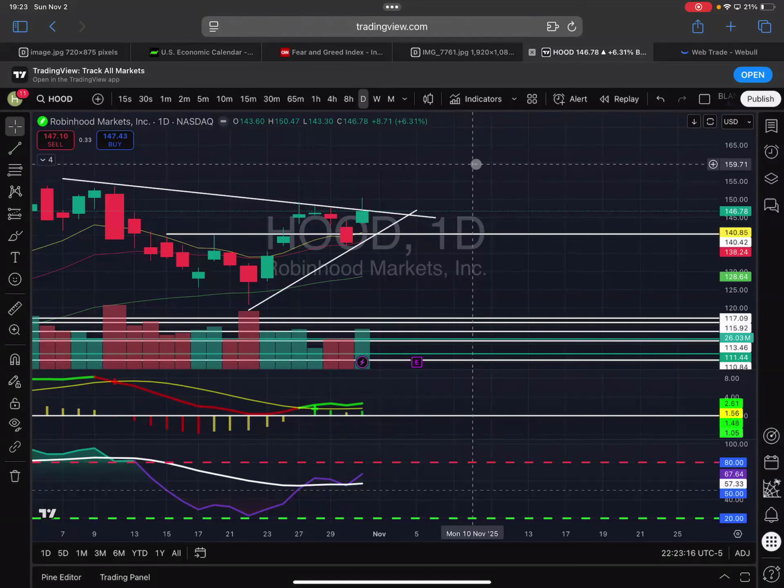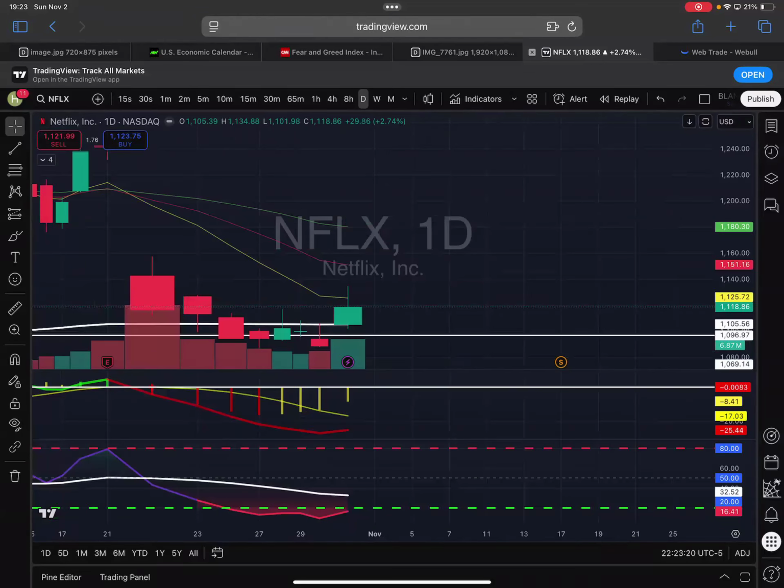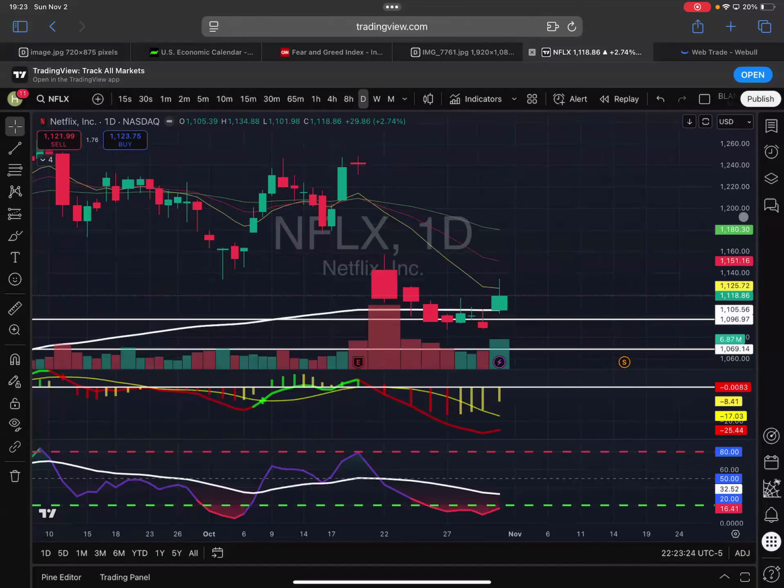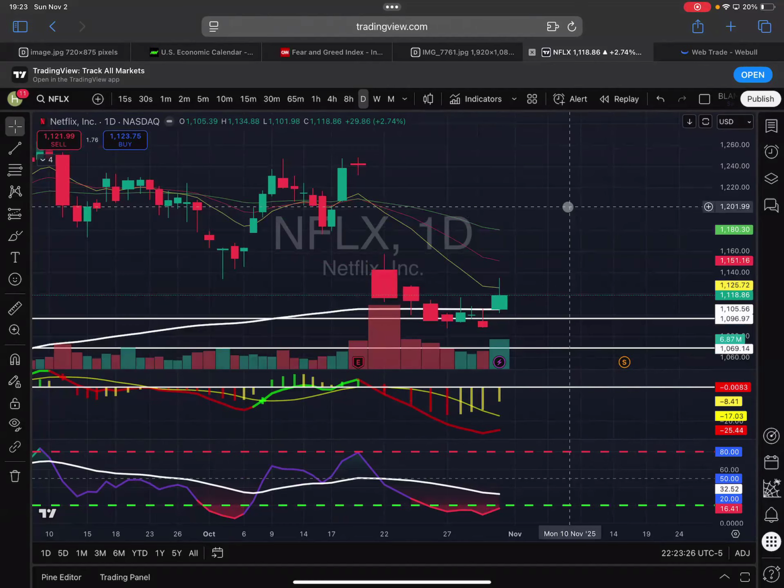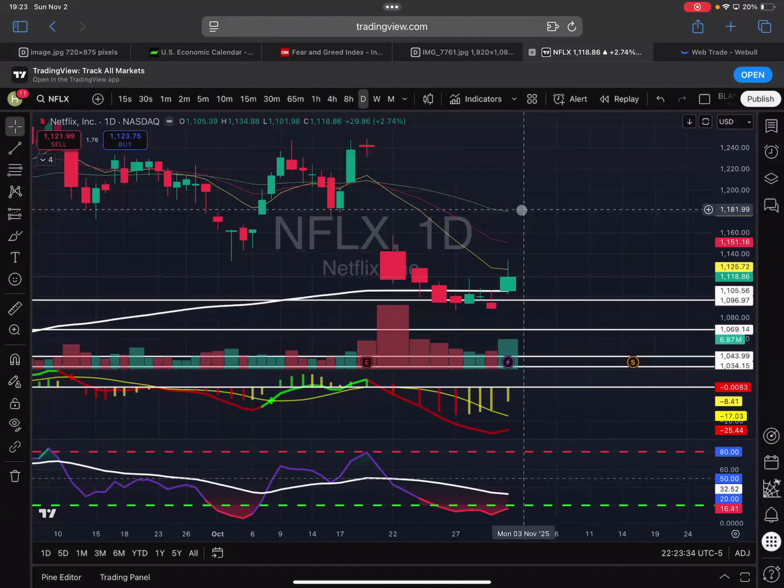All right, this next one I like is Netflix. I know it's expensive, but check this out. It's about to get real cheap real soon. If you have $1,200, $1,500 in your account and you buy into Netflix, buy one share. That one share will become 10 shares, I think like November 10th or something like that.